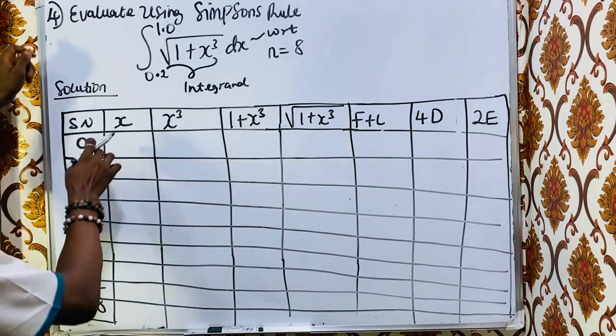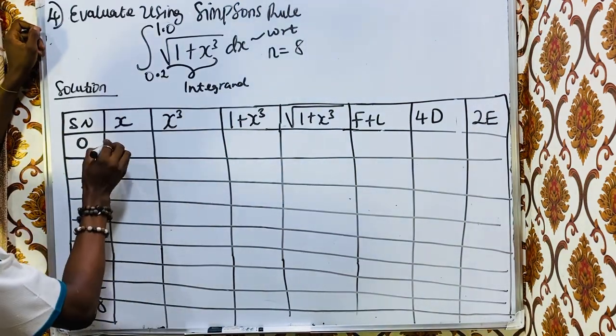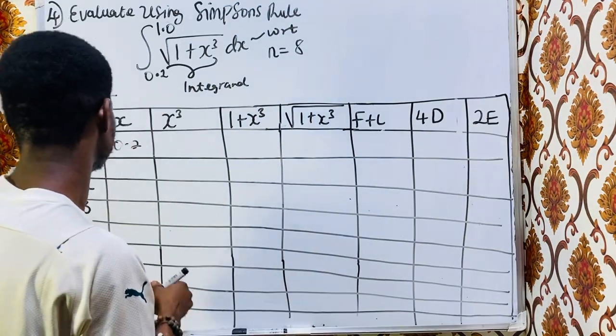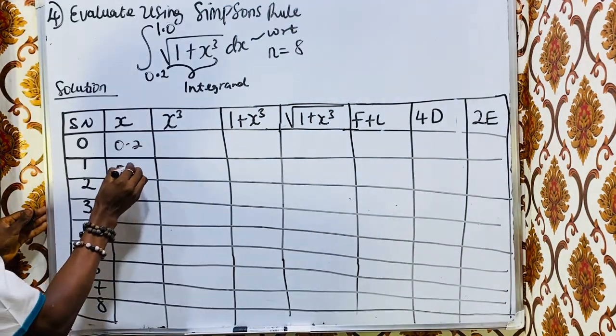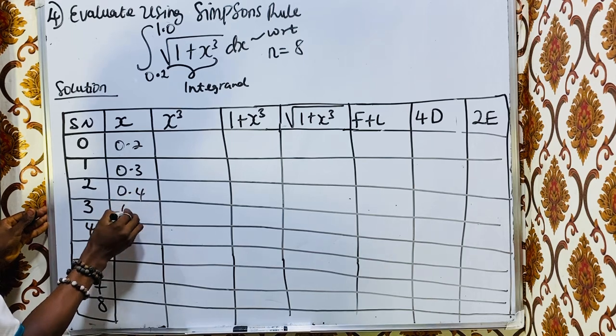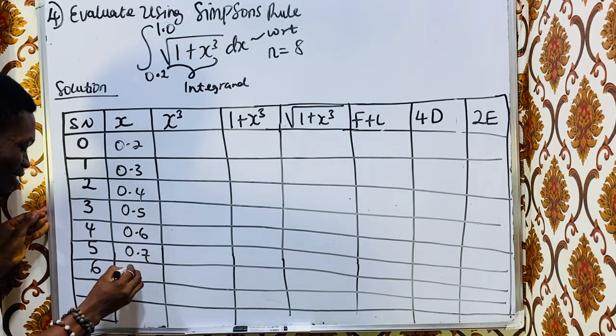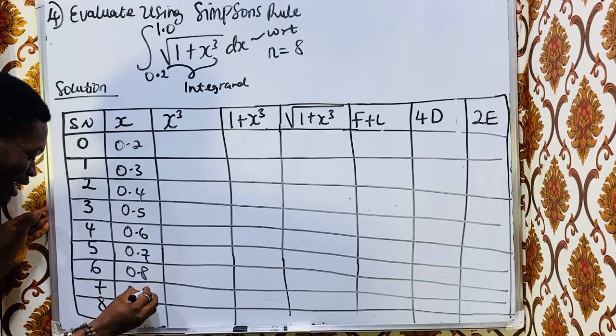So our x will be, it started from 0.2, so we'll be having 0.3, 0.4, 0.5, 0.6, 0.7, 0.8, 0.9.